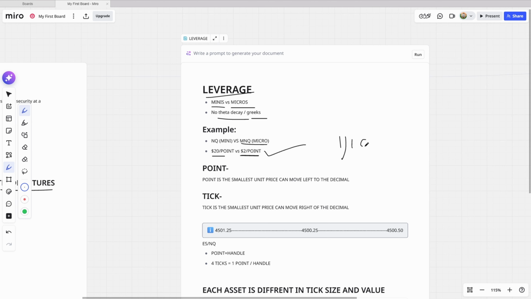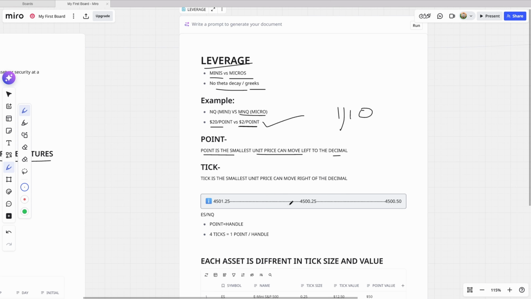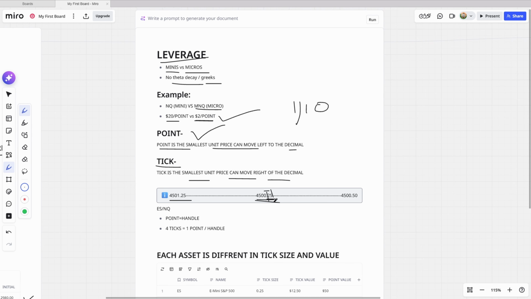Now let's understand points and ticks. A point is the whole number movement to the left of the decimal. For example, if ES is trading at 4,000.25 and it moves to 4,001.25, that is a 1-point move. A tick is the smallest increment price can move to the right of the decimal. For ES, price moves in 0.25 increments, so 1 tick equals 0.25. Since 4 ticks of 0.25 equal 1 full point, there are 4 ticks in 1 point.